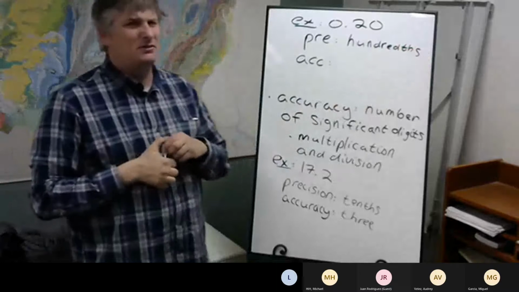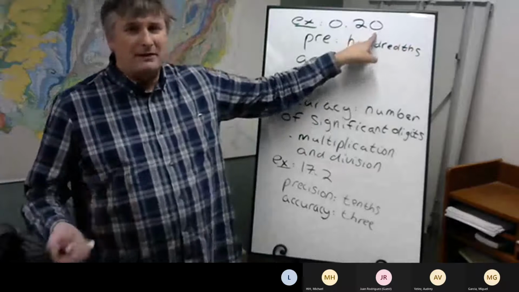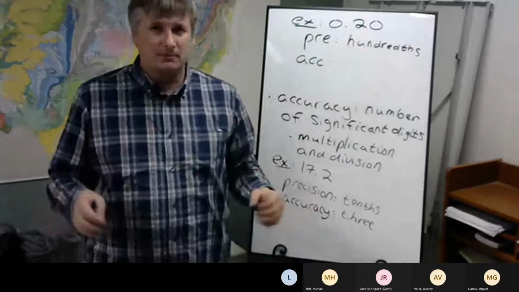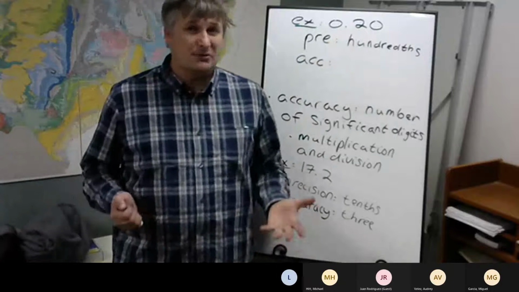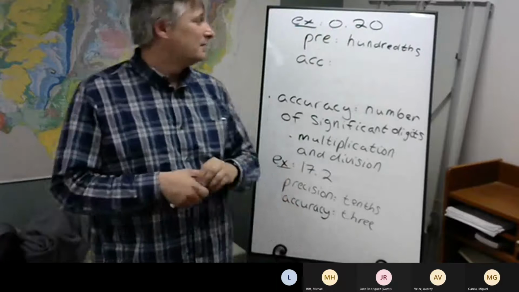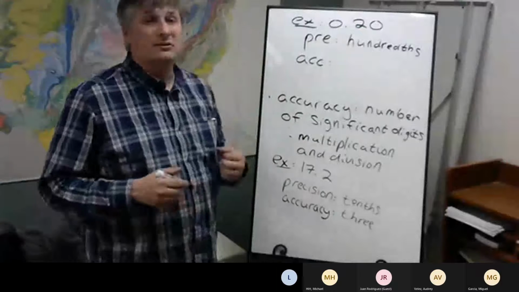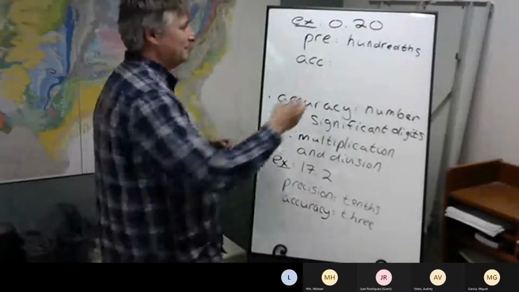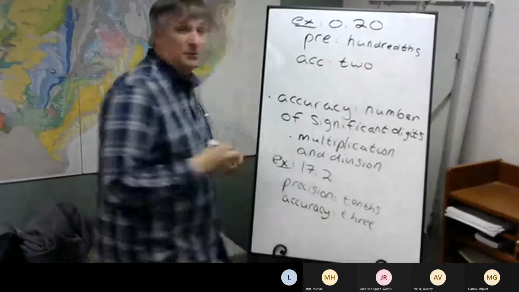Now, how many significant digits do we have here? Well, the 0 that's on the right of the decimal, that's significant. The 2, it's a non-zero number, so that's also significant. But this 0 is to the left, and that's not significant. The zeros on the left end are not significant. So this has an accuracy of 2.